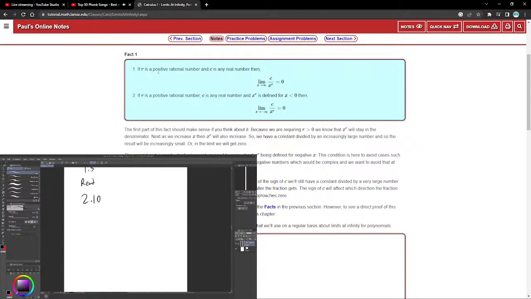1. If r is a positive rational number and c is any real number, then the limit of c over x to the r as x approaches infinity is 0. I guess. Yeah, because it's approaching 0. And the same if it's negative.